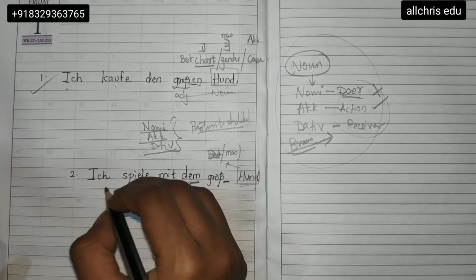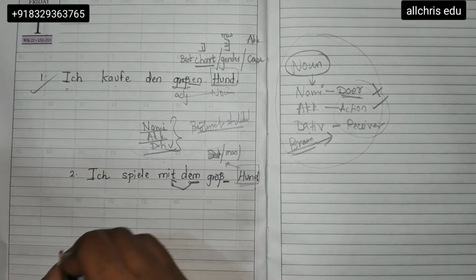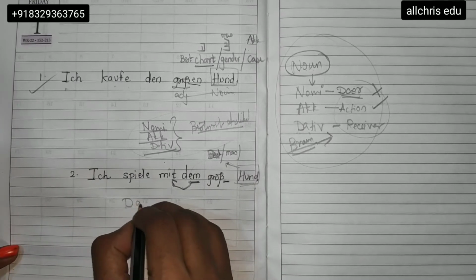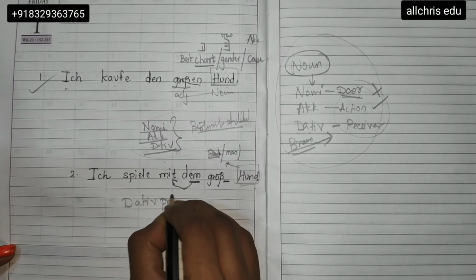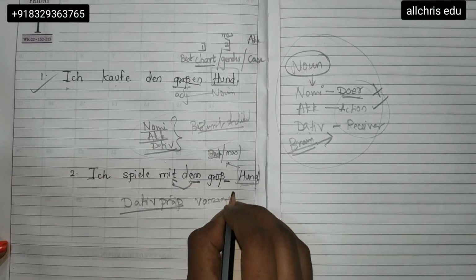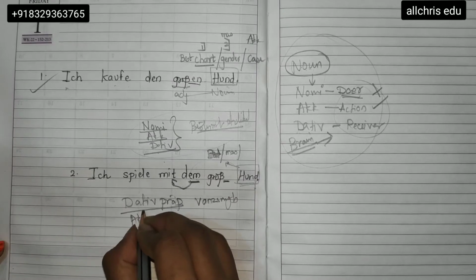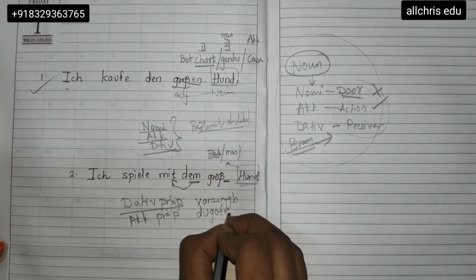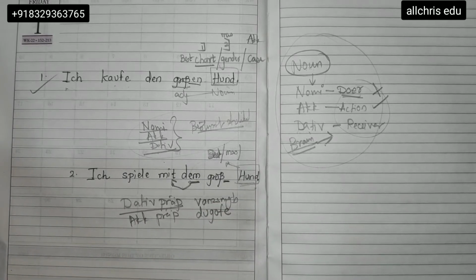If there is any type of preposition, you have to see the topic of dative prepositions which I have taught you all. The short form is Vans SMGB, if you remember. And for accusative prepositions, students, the short form is Doug of E. These two topics are there in the playlist. Watch them.